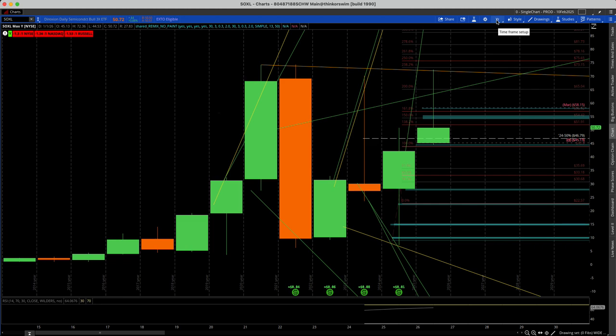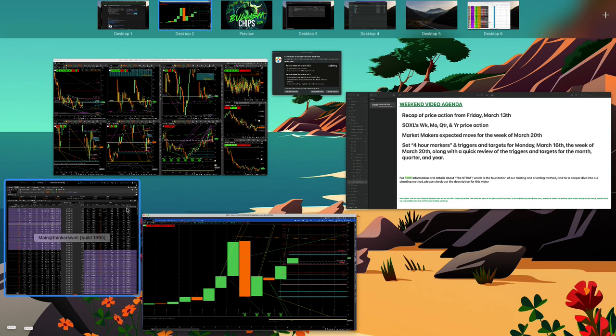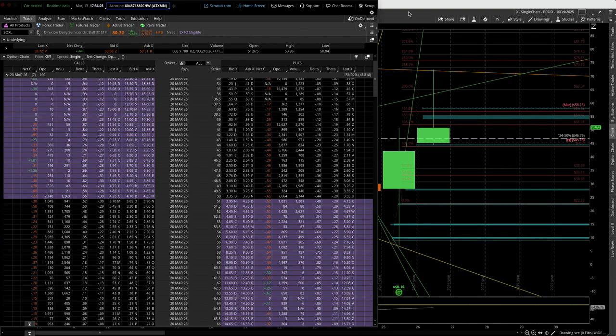Let's take a look at what do we have now? Market makers expected move, right? To calculate this coming week's market makers expected move, if you use Thinkorswim, you can go to the options chain and look at the chain for March 20th, and over here at the right, there's a plus or minus number in parentheses. This week happens to be plus or minus 8.818. So the market makers are expecting a plus or minus $8.82 move for this coming week, and that's from the close price of 50.72 on Friday.